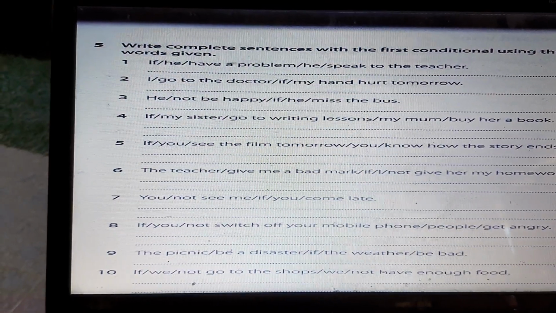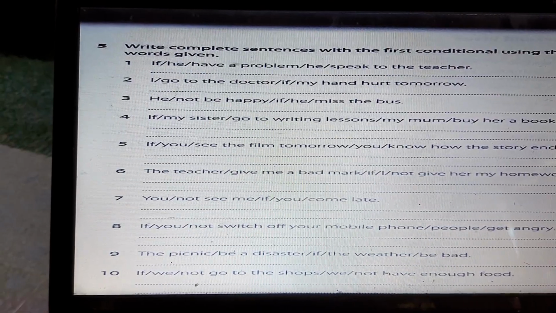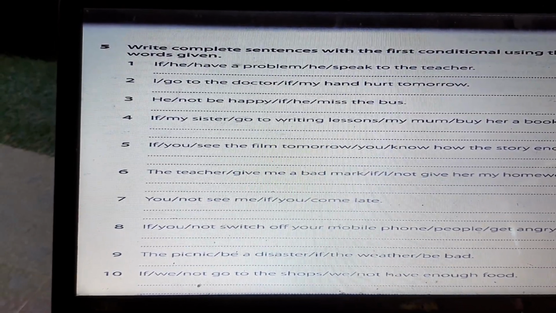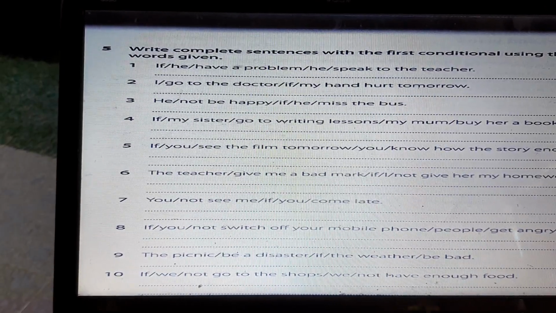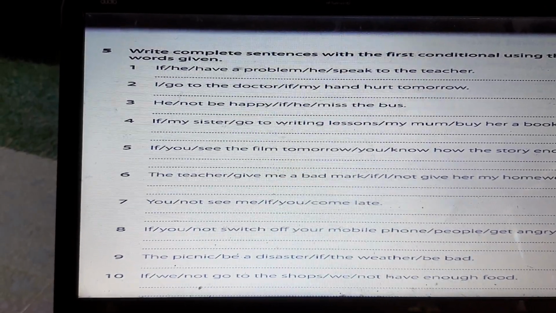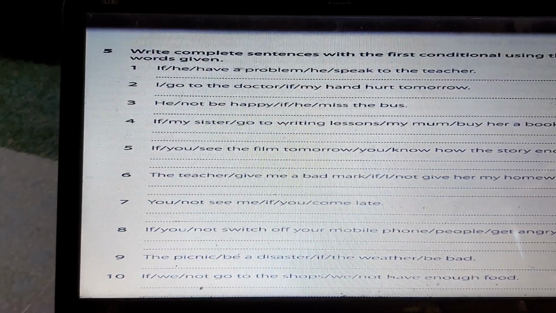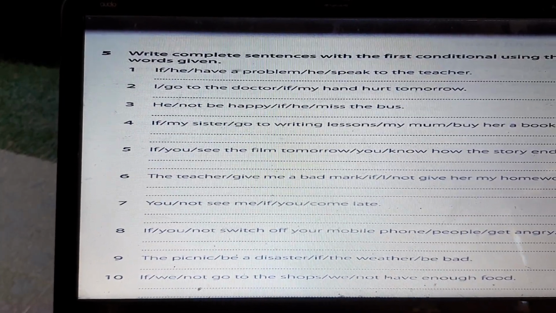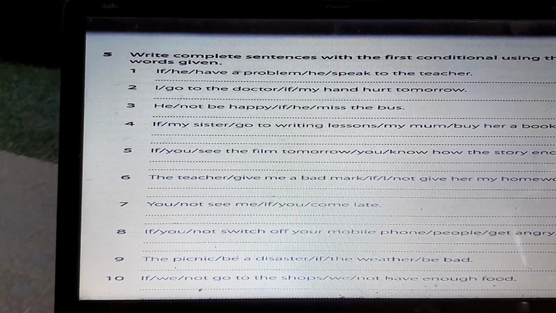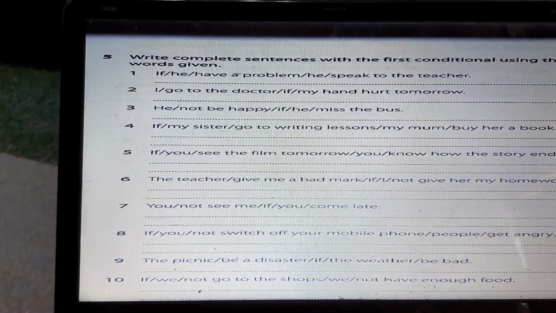Number 2: I go to the doctor if my hand hurt tomorrow. We start with the first part, because if comes later, so we say: I will go to the doctor if my hand hurts tomorrow. Number 3: he not be happy if he missed the bus.